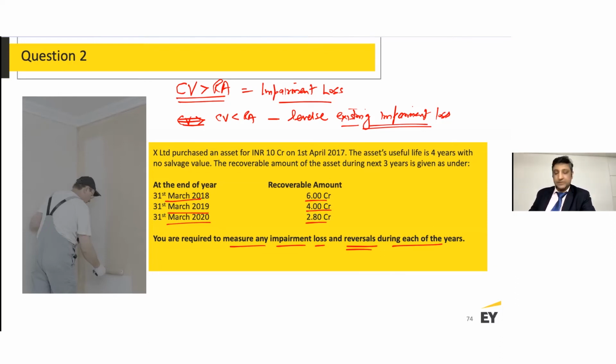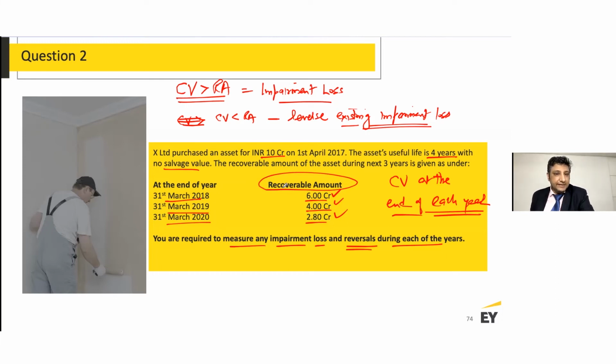So with this information, let's use these numbers. The cost is given, initial estimate of useful life is given, salvage value is 0, that is also provided, and we are also provided, of course, with the recoverable amount at the end of each year. So what are we supposed to do? We are supposed to measure the carrying value at the end of each year, and that's where we compare that with the recoverable amounts at each respective date. All right, let's do this together.